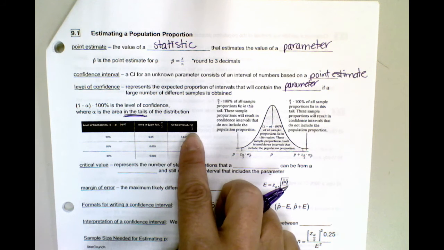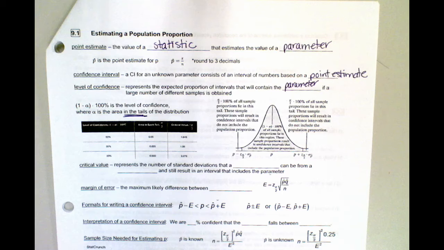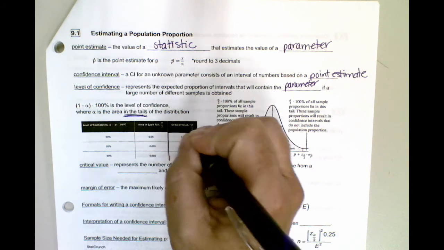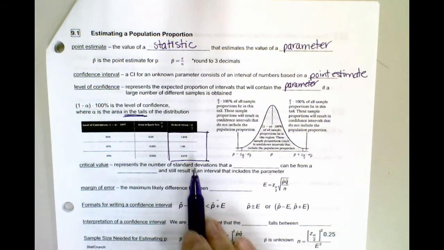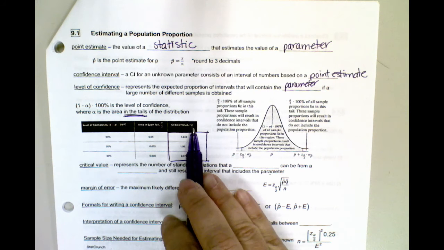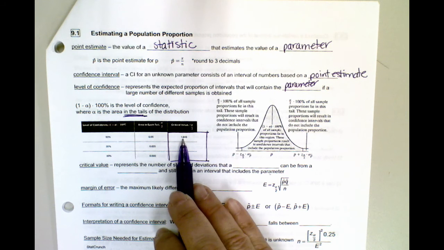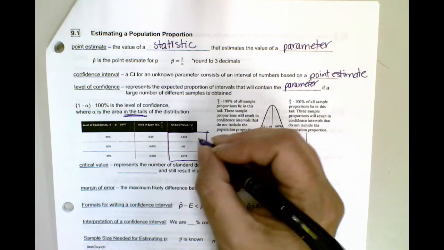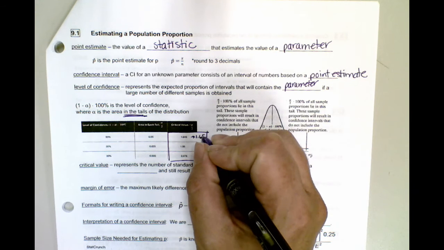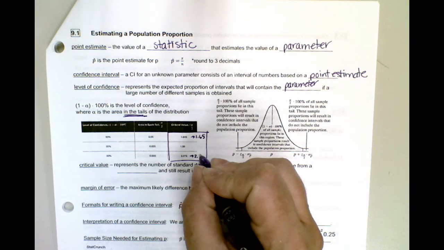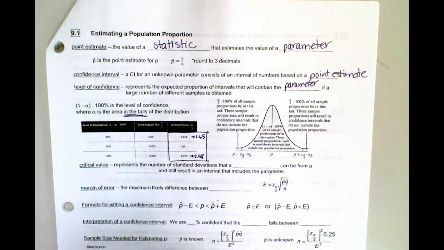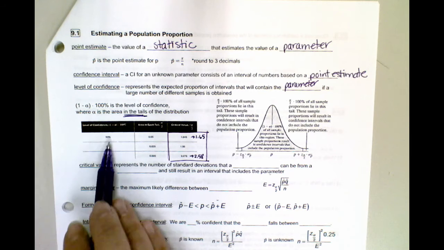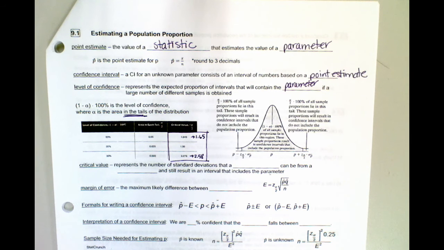Z sub alpha over 2 is the critical value. And you're going to be asked for these. You're going to need these. So generally, I don't know why, because there's z-scores, but generally we really round these to 2 decimal places. So we typically use 1.65 here and 2.58 here. This one, 1.96. Those are always the critical values for those levels of confidence. So those aren't going to change as we go.